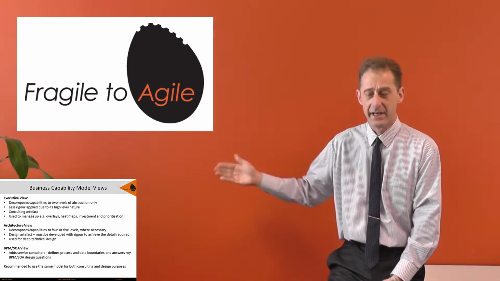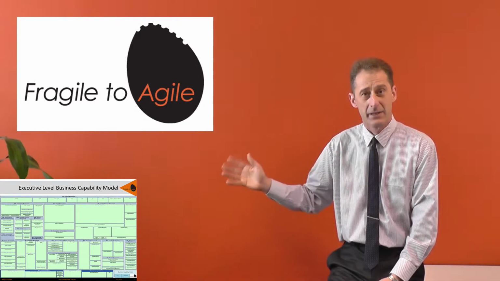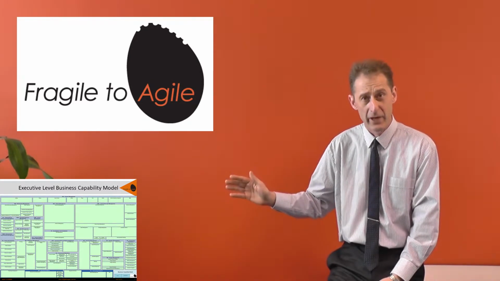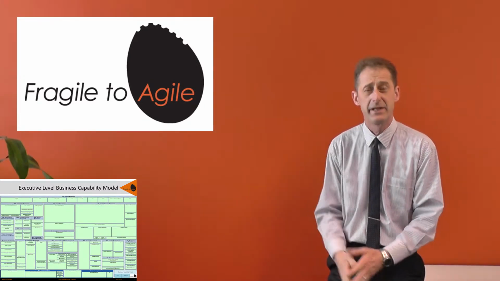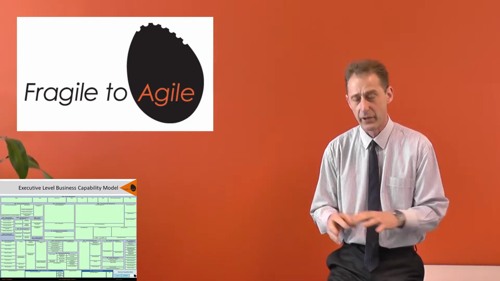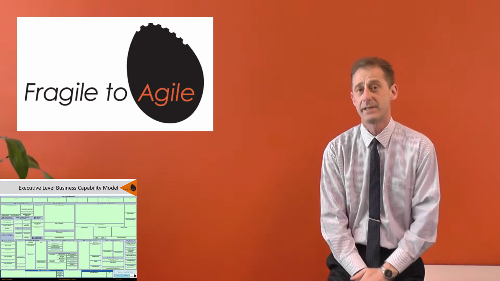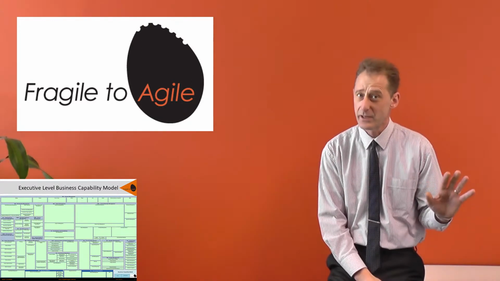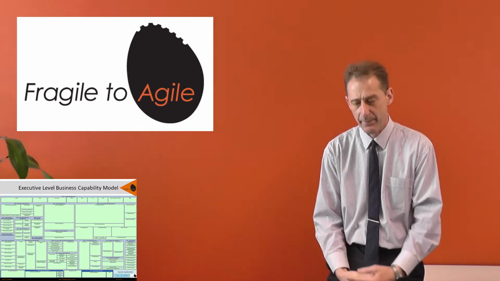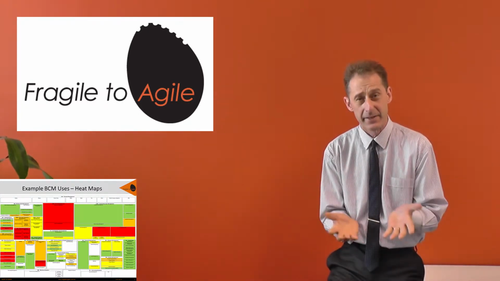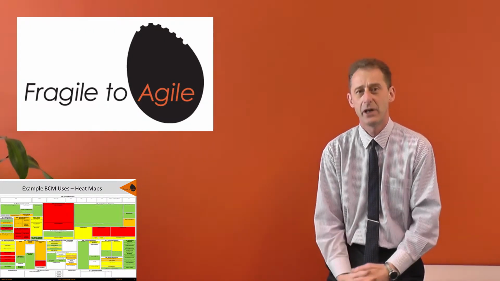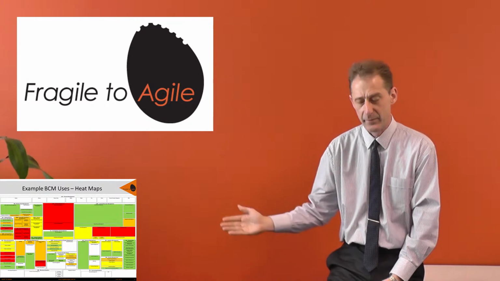So first of all, an executive view. An executive view is basically just the high level model. It's just decomposed to two levels of decomposition as shown in this diagram here. The executive view is most useful for strategic consulting with the business. And there are lots of examples of that, but the one I'm going to talk about today is a concept called a heat map. A heat map can be any aspect of interest to your business that is displayed in simple traffic light colors on top of the executive level business capability model.